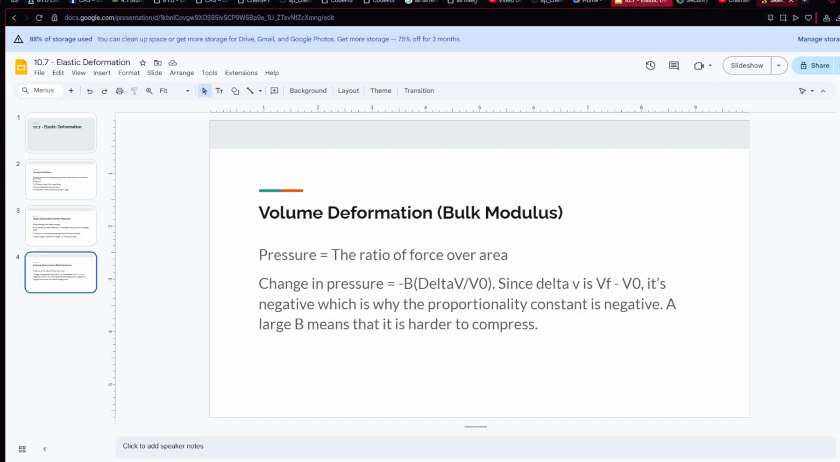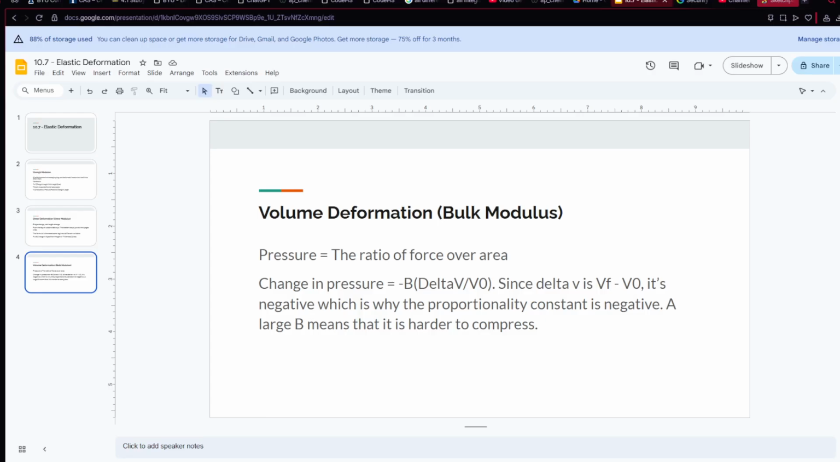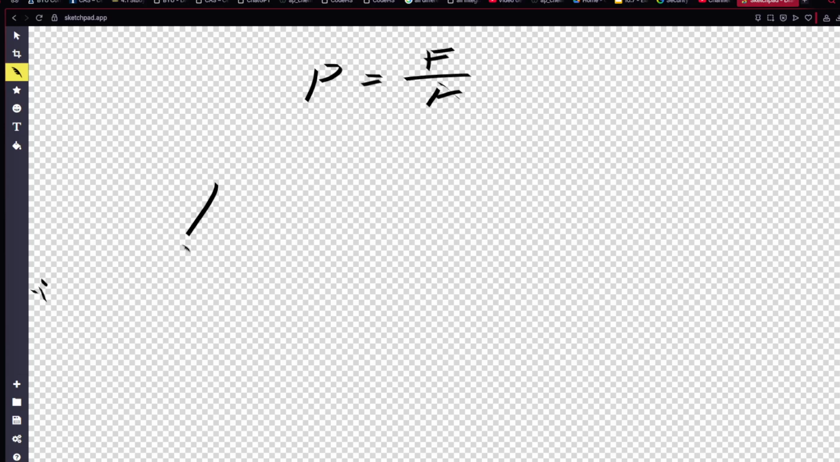Now the last one is pretty interesting as well because we get into volumetric stuff. And this would be pretty easy to figure out because it's a linear function. They're proportional, so it's a linear relationship. But we get into bulk modulus. So, as I've told you, pressure equals force divided by area. Essentially, how much force you are applying per unit of area. So the change in pressure is going to be equal to negative B delta V over V0.